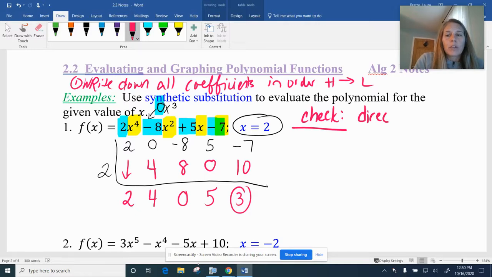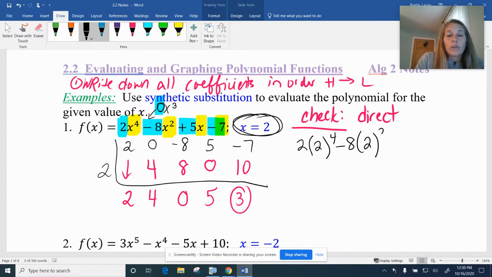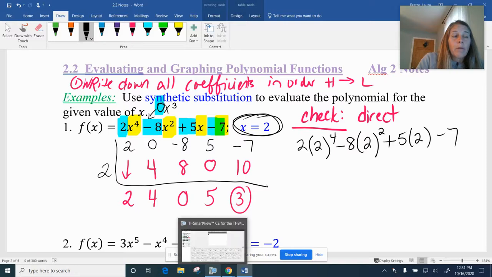Now let's check our work using direct substitution. I'm not going to do this every time, but at least you can see how it would work. I would plug this 2 in for each of my x's. So it would be 2 times 2 to the 4th minus 8 times 2 to the 2nd plus 5 times 2 minus 7. That's what we're going to be plugging in.